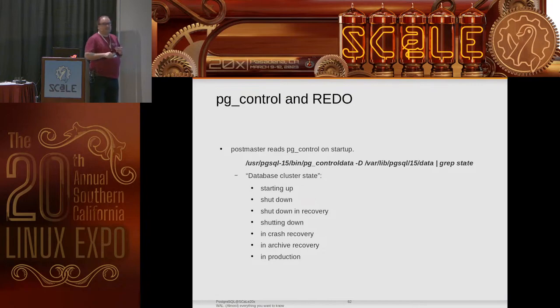So it could be starting up, means the database is starting up right now. Shut down, fine, gracefully, no problem. Shut down in recovery, it was shut down during the data recovery mode. Shutting down, it's like starting up, currently it's shutting down. In crash recovery means we are recovering after a crash. In archive recovery means we are getting fed by the archives, or in production means the database is up and running, right?